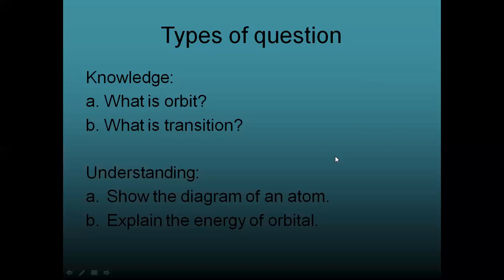Second type of question, understanding level. Show the diagram of an atom. Already we discussed different types of diagrams of atoms: sodium, boron, lithium, etc. Now explain the energy of orbital. By applying the formula n plus l, we can explain the energy of orbital. This is an understanding level question.